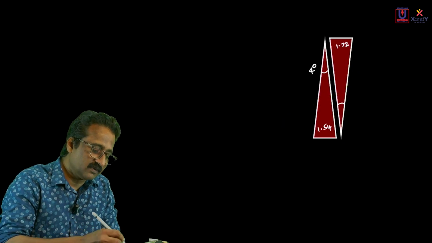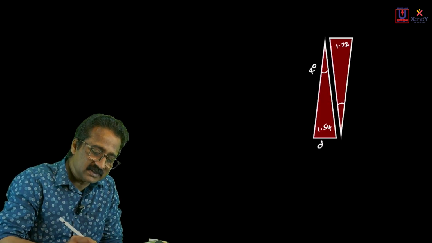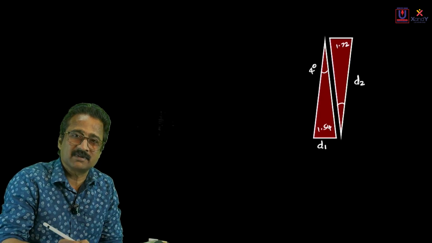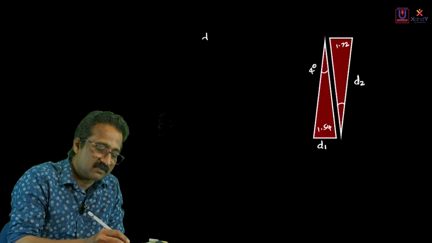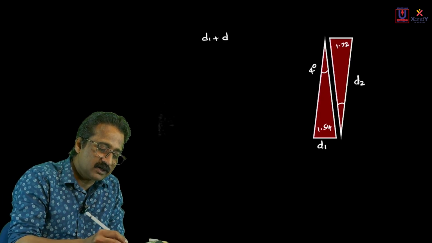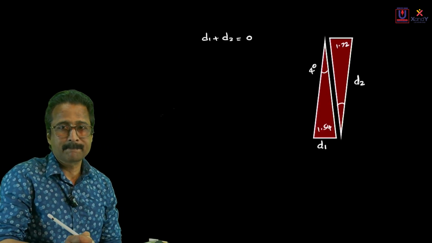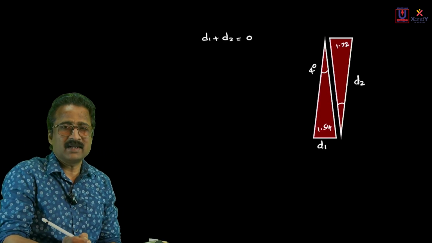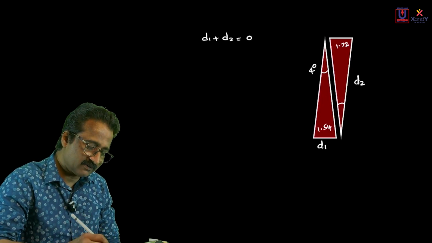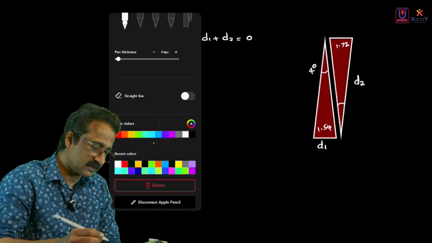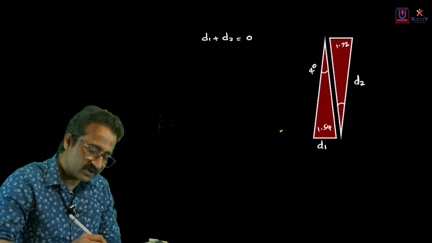So the total deviation, let's assume that d1 is the deviation produced by the first prism and d2 is the deviation produced by the second prism. Then the demand of the question is this: d1 plus d2 must be equal to 0. So what should be the angle of the second prism? That's it. So d1 and d2. Remember, d1 is the deviation produced by the first prism.